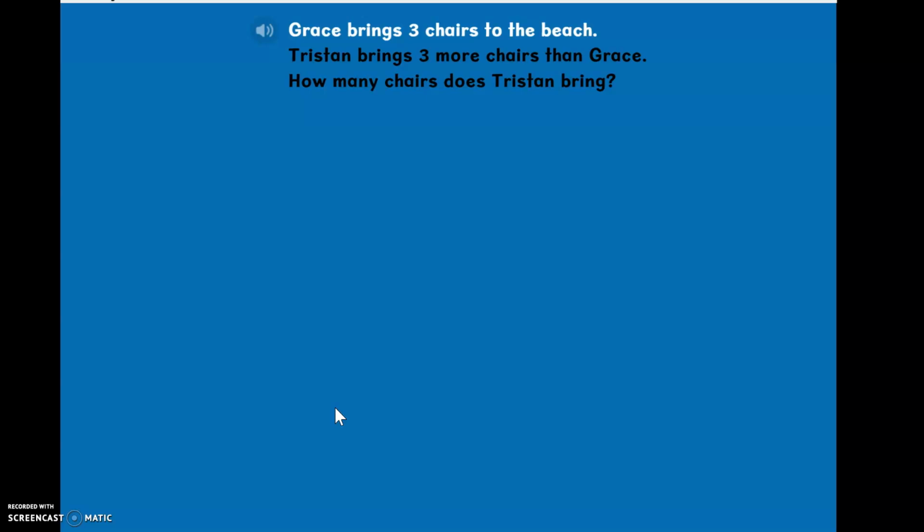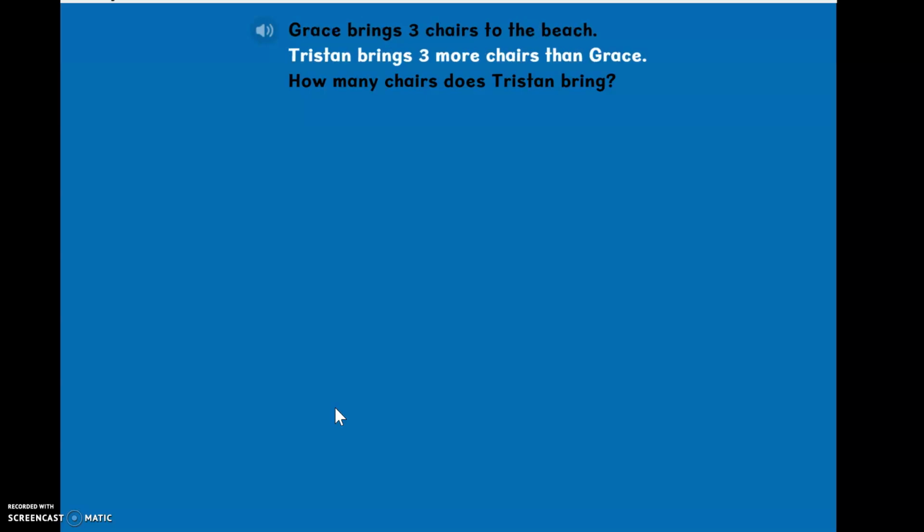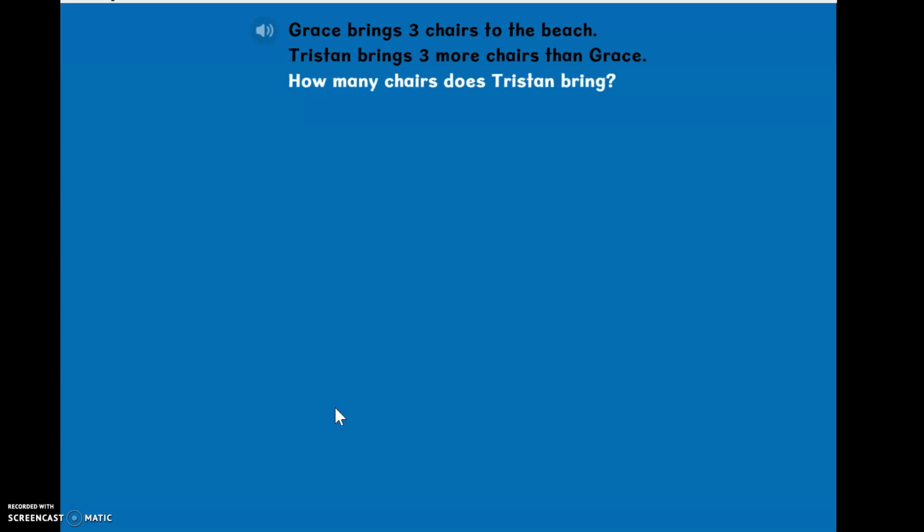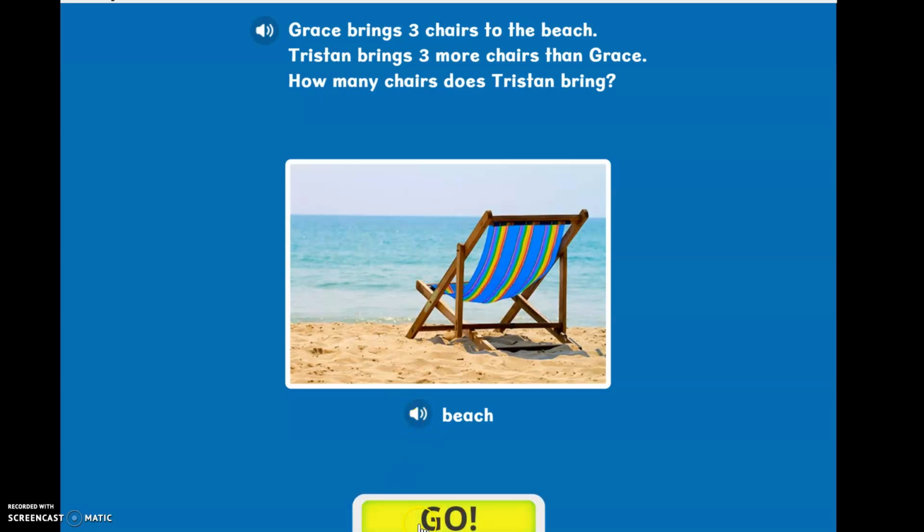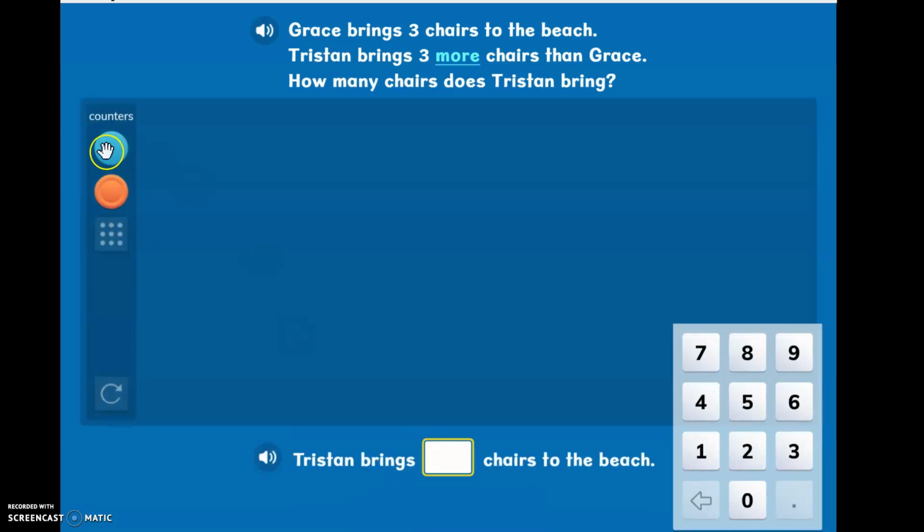Grace brings 3 chairs to the beach. Tristan brings 3 more chairs than Grace. How many chairs does Tristan bring? All right, this one should be a little easier. Okay, so we're going to do Grace will be blue, so she has 3 chairs. Okay, sorry I don't make these very even. Okay, Tristan brings 3 more, so Tristan has to have those 3 like Grace has. And then Tristan has 3 more than Grace, so we have to add 3 more.